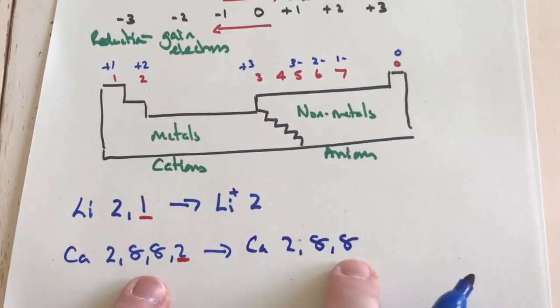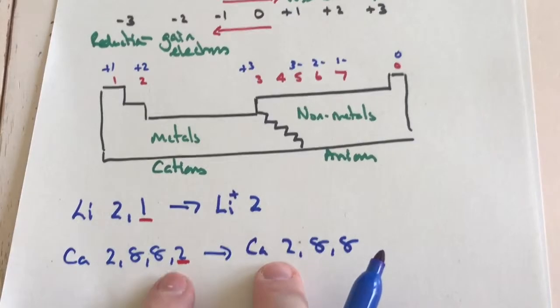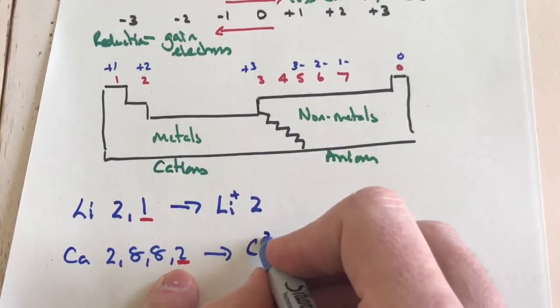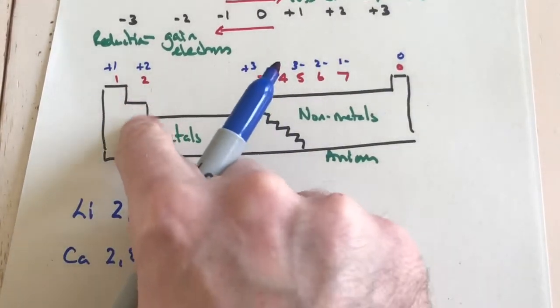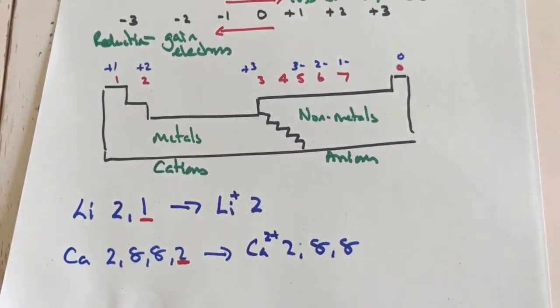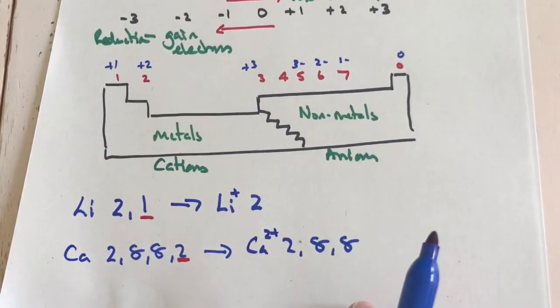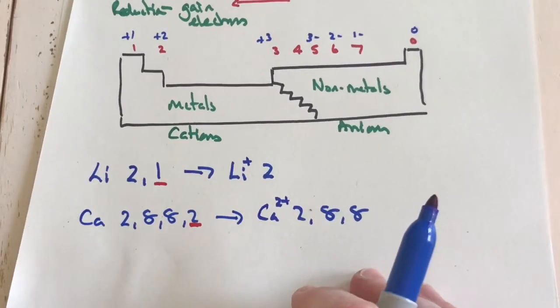That's now a stable, full outer energy level. Because it's lost 2 electrons, it becomes a 2+ ion. And again, calcium's in group 2, so we know it should form a 2+ ion. Let's give some examples of anions in the same way.